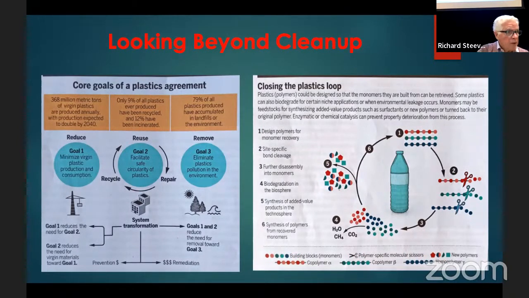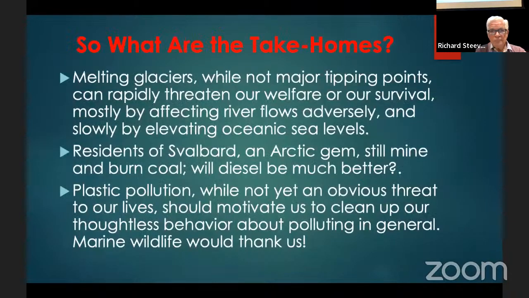If we can't reuse it and make new plastics, maybe we can just design the plastic so that we can harvest its constituents later from some of these water bottles, which are going to be very hard to get rid of. So it's now almost 5 to 11.